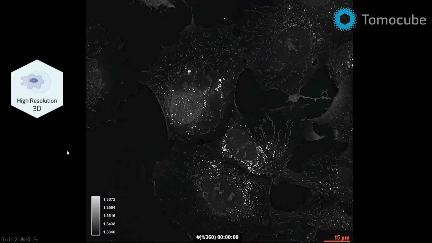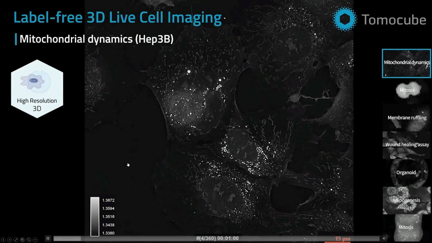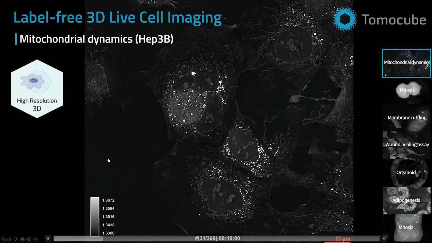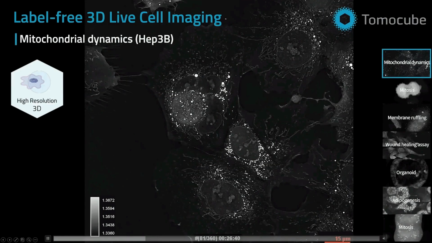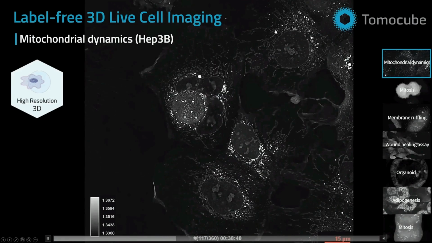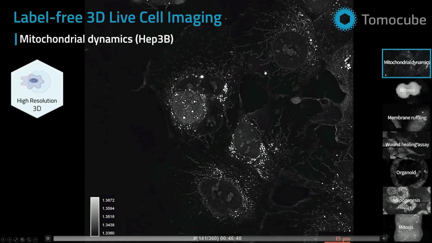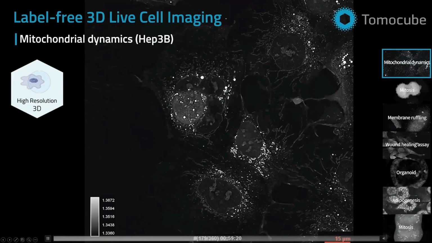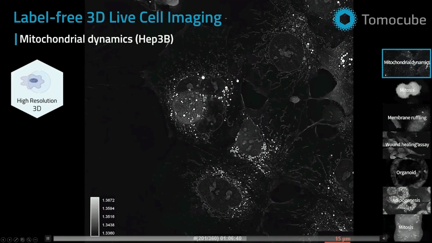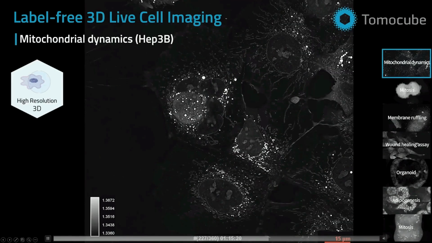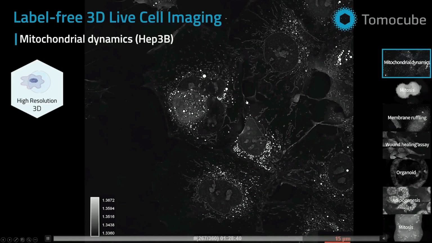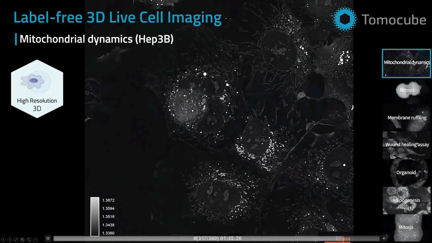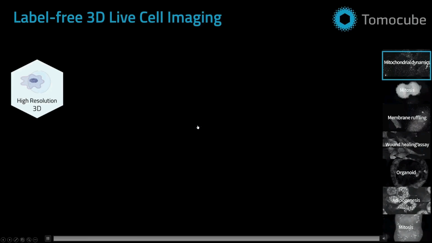So high resolution 3D provides the unique features of HT. Now you can see various subcellular organelles, and you can see, for example, mitochondrial fission and fusion dynamics. This is a very hard phenomenon to observe if you use conventional fluorescence techniques such as confocal microscopy and so on. But when you use HT, you can measure the very fast dynamics for a long period of time. So now it opens the door to new biological findings, we believe.